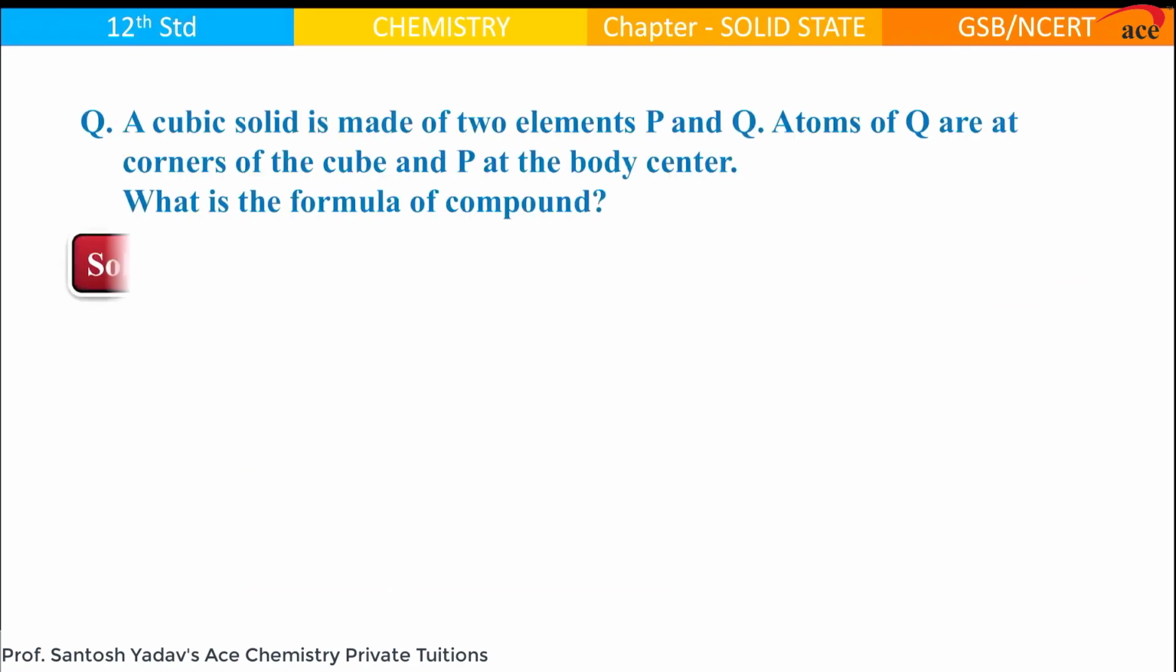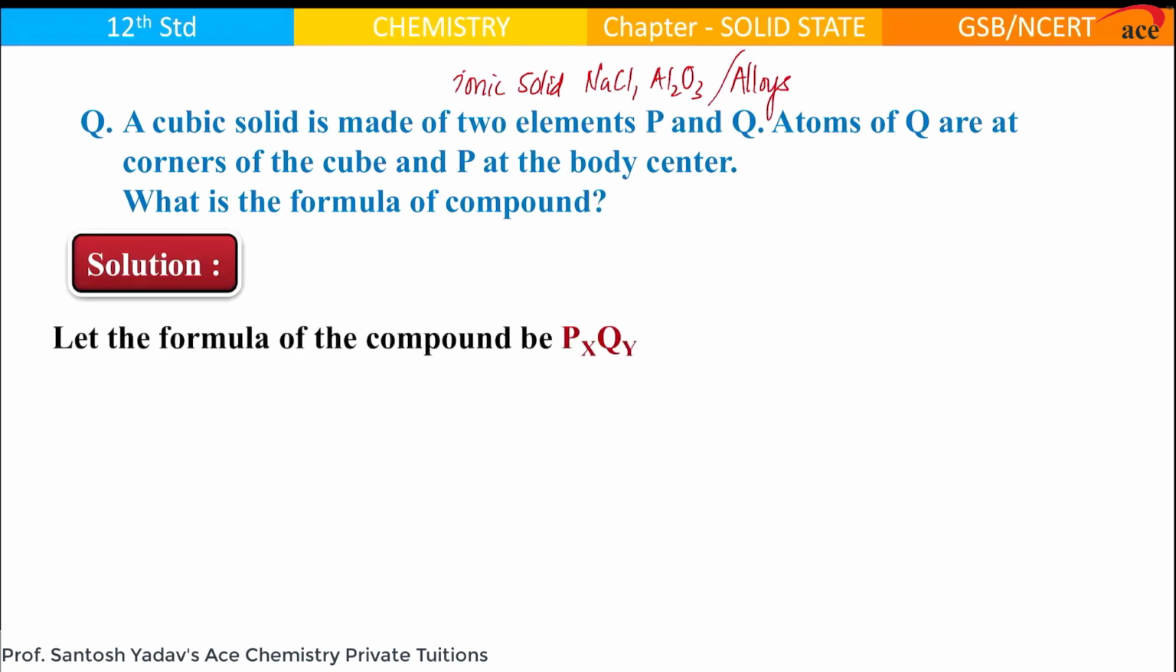We go to another numerical. We have a cubic solid made up of 2 elements, P and Q. Now, what are such types of solids which can be made up of 2 elements? They can be ionic solids like NaCl, Al2O3, or they can be alloys. Anything made up of 2 or more elements can be an alloy or an ionic solid. Now, they are asking what is the formula of the compound?